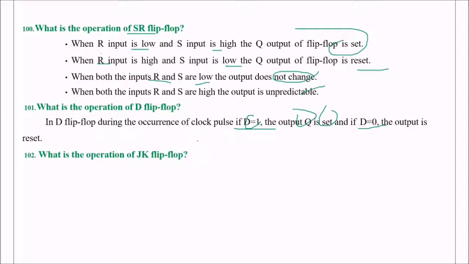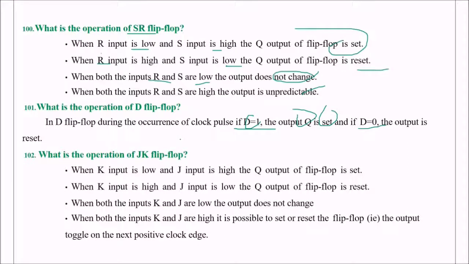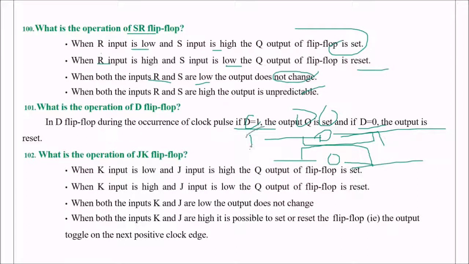What is the operation of JK flip-flop? When K input is low, J input is high, Q output is set. So let me show you like this. This is a device. This is simple. This is not actually JK, but I'm just telling you that if this is J, this is K, and this is your Q. If K is low, J is high, Q is set.